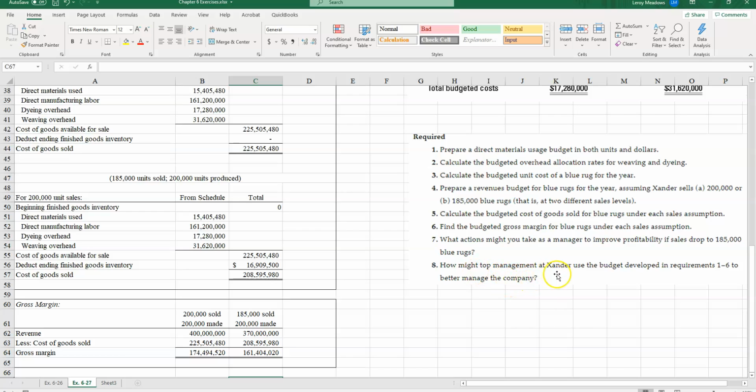Now, how might top management and Xander use the budgeted development and requirements 1 through 6 to better manage a company? Well, we can always look for ways to increase sales, improve quality, efficiency, and input prices to reduce costs. Especially when we're talking about direct materials, direct labor, overhead costs. We can also use the budget to communicate our expectations across the different parts of the organization, different parts of the value chain. And then we can use this framework for judging performance, facilitating learning.